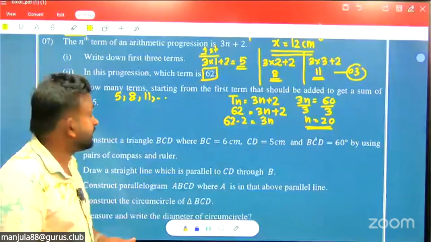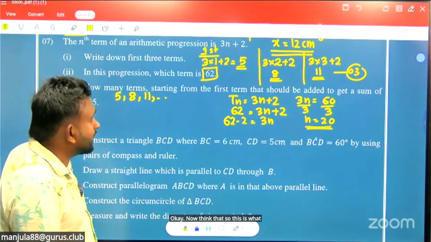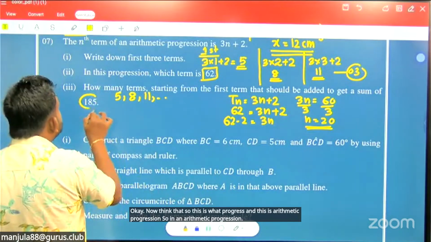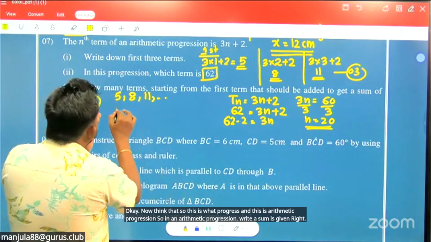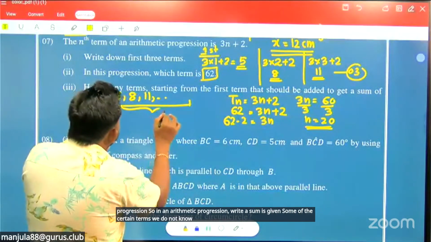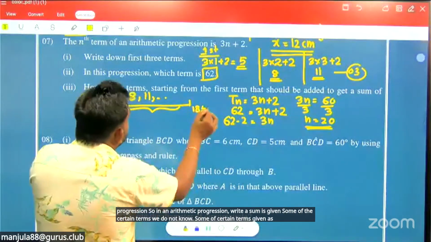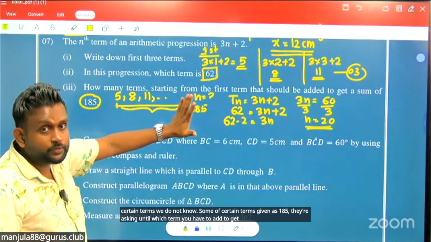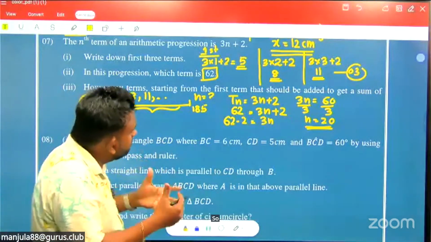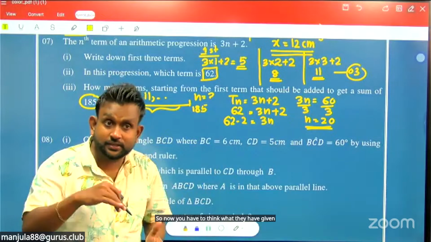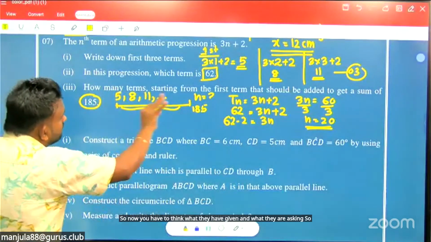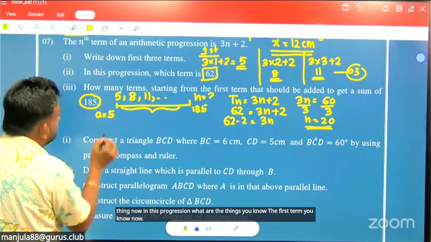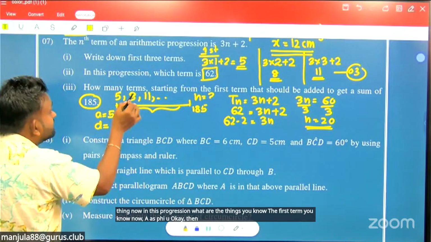Now think, so this is what progression? This is an arithmetic progression. So in an arithmetic progression, a sum is given. The sum of a certain number of terms, which we do not know, is given as 185. They are asking until which term you have to add to get such a sum. So now you have to think about what they have given and what they are asking. In this progression, what are the things you know? The first term a is 5. Then the difference we can take as 8 subtract 5.